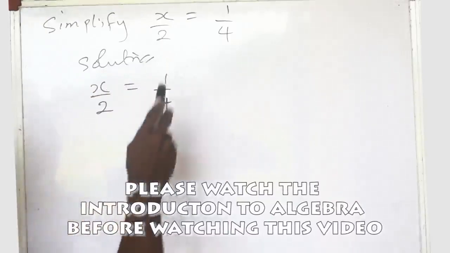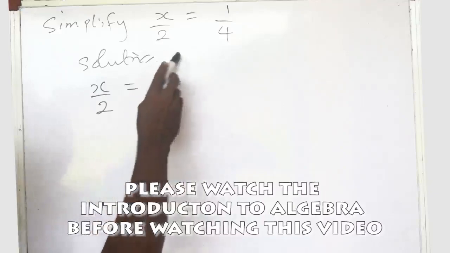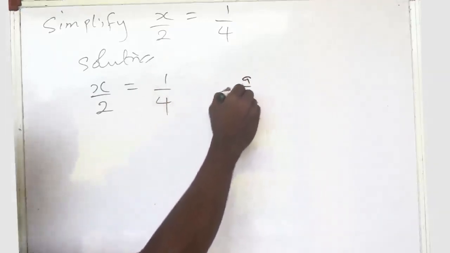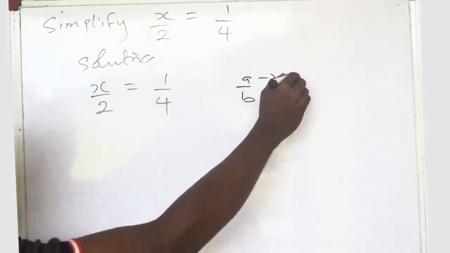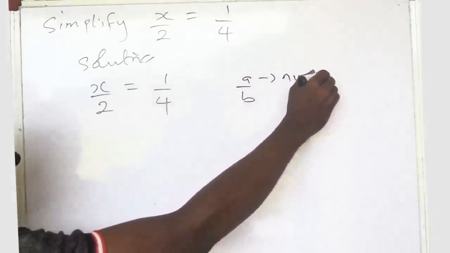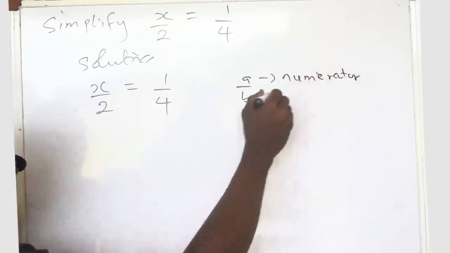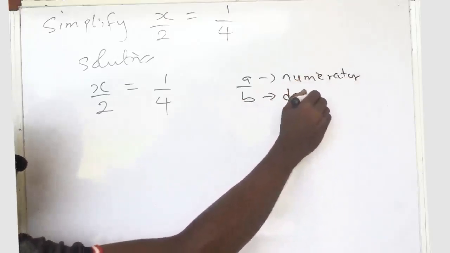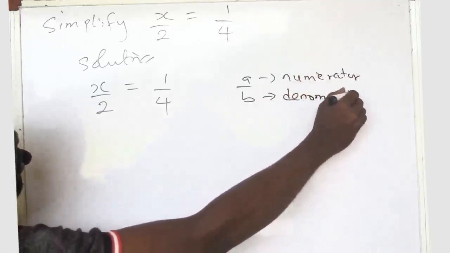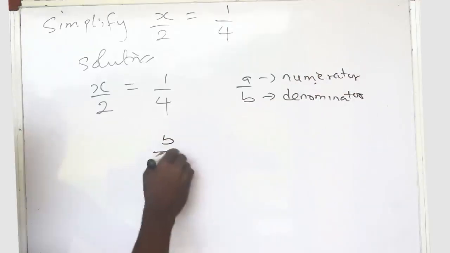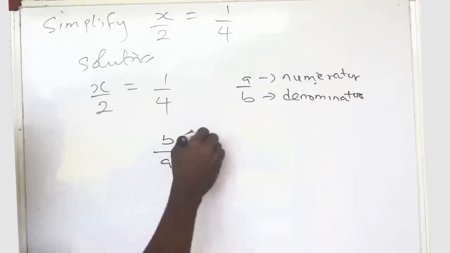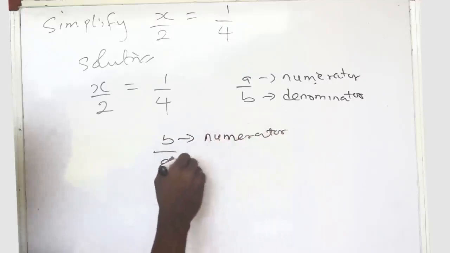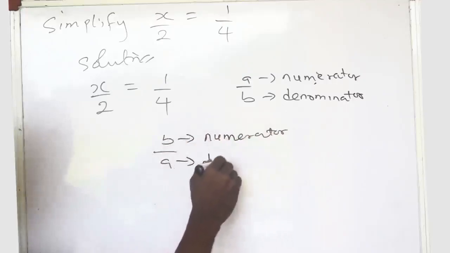If you check, this is an algebraic equation that has to do with what? Fraction. In a fraction, if you have a over b, you are meant to know that the a there is the numerator. Numerator means what is above. b is the denominator. I could as well write b over a, so this b is the numerator. Anyone above is the numerator, and anyone below is the denominator.